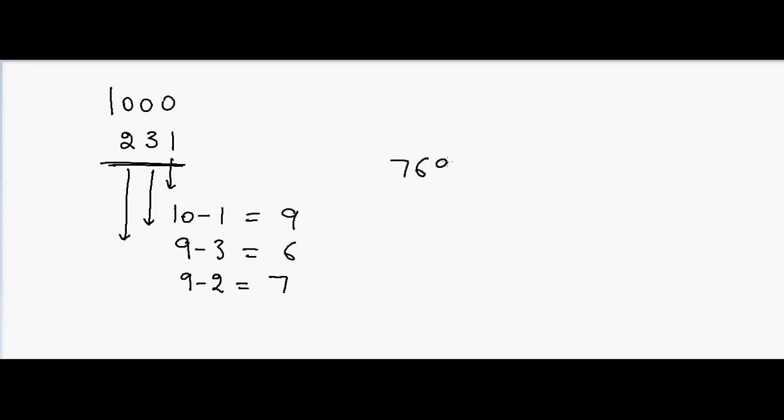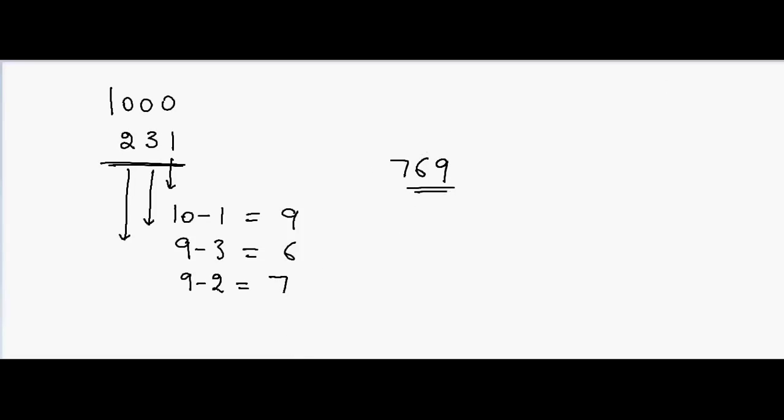In that case what I'll do is first I'll take the first number and I subtract it from 10. So 10 minus 1 is 9. Then I'll take the second number and I subtract it from 9. That will be 6. And then I'll take the third number and I also subtract it from 9, equal to 7. So my answer will be equal to 769.